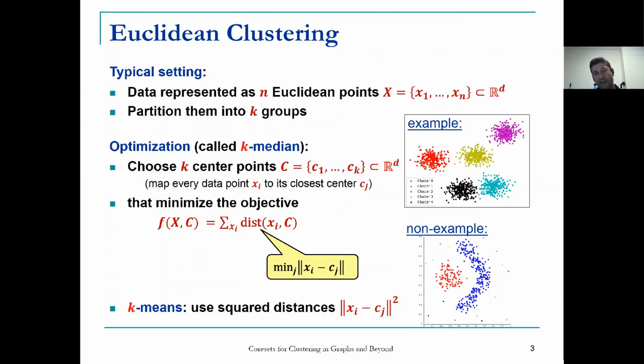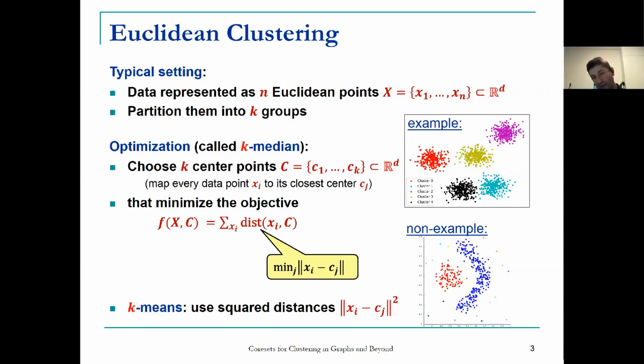And often it is framed as an optimization problem, which is the one called k-median. So the goal is to choose k center points in this d-dimensional space. I'm going to denote them by c1 up to ck, or the set C. And you want to map basically every point xi to its closest center among the k centers. And you want to minimize the objective, which is the sum of distances to the centers. This is called k-median. We're going to focus on this. Of course, there are other versions where you take sum of squares, etc.